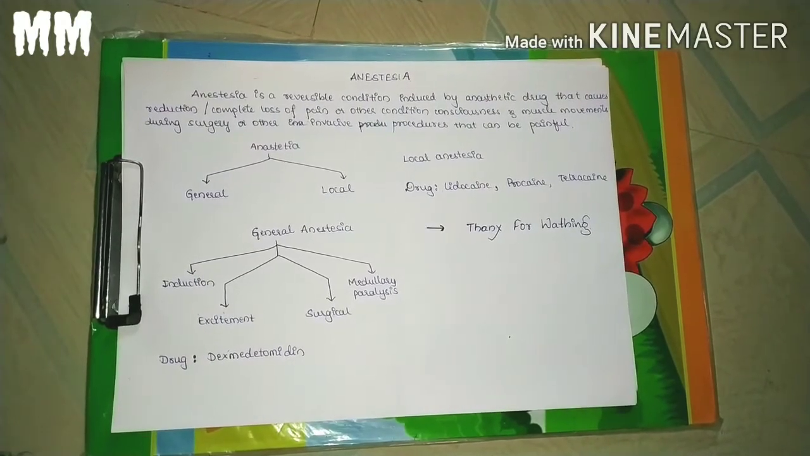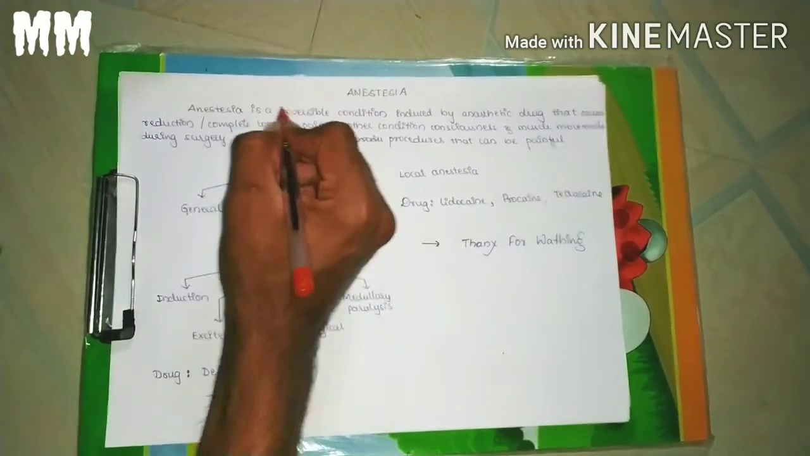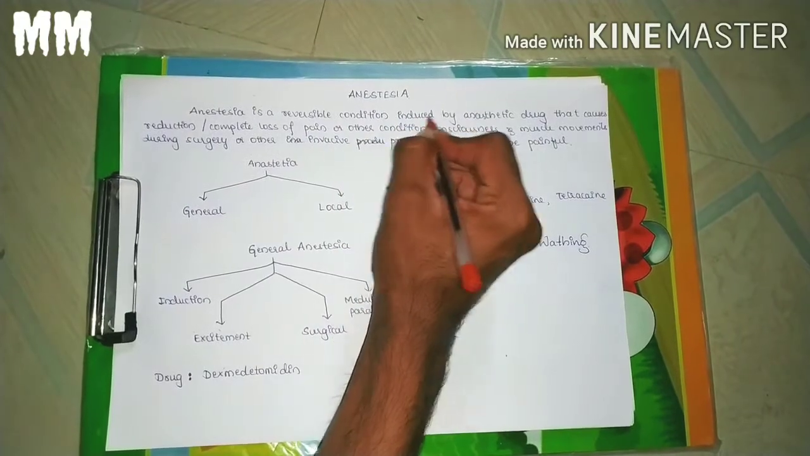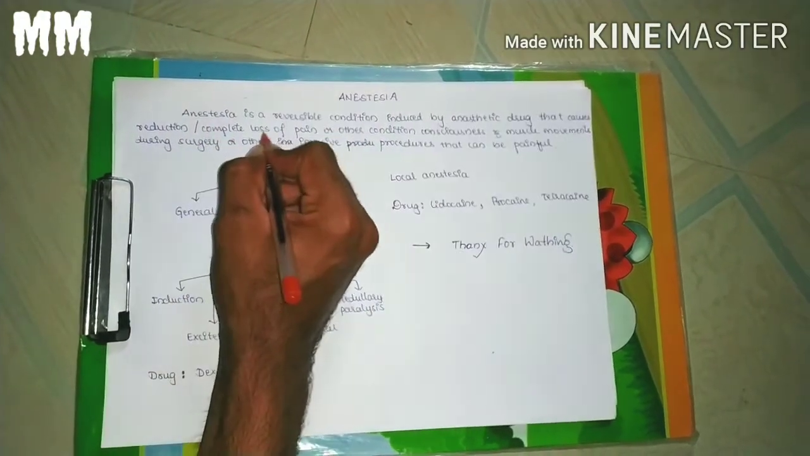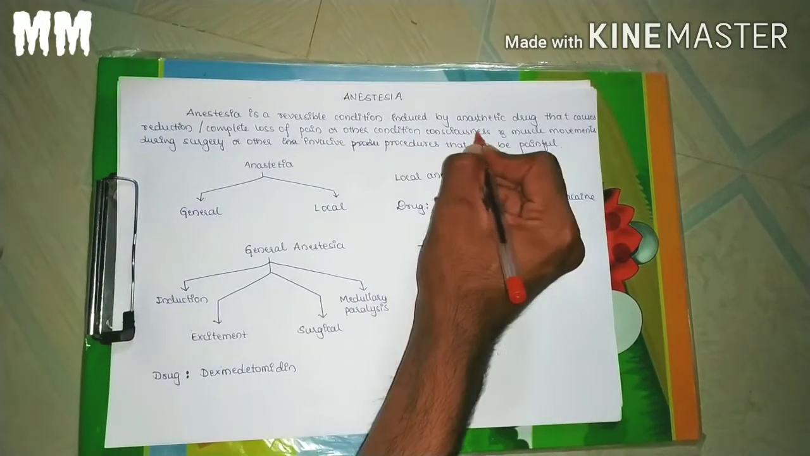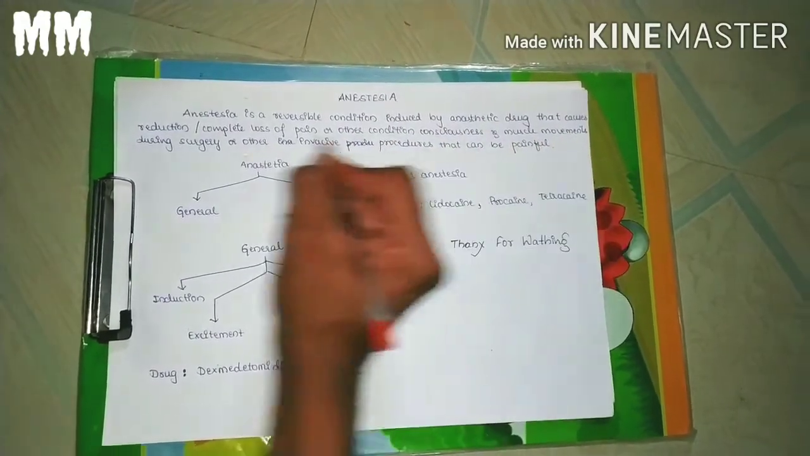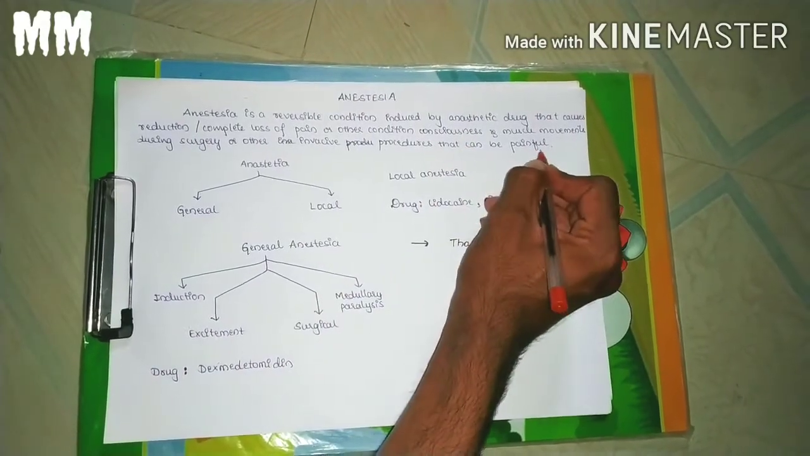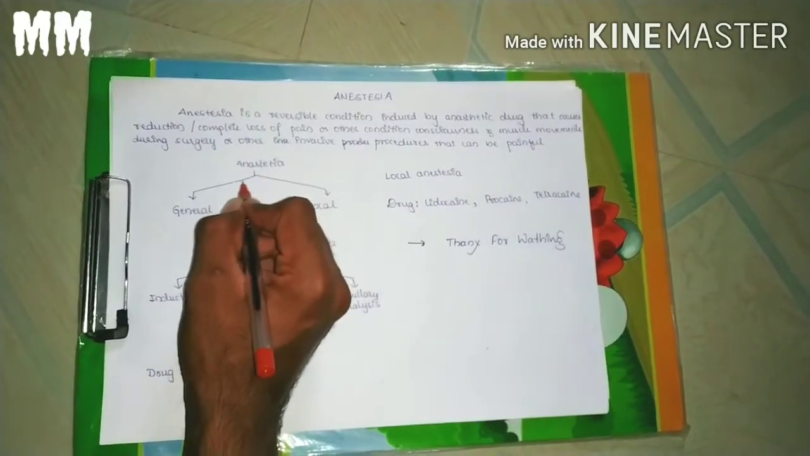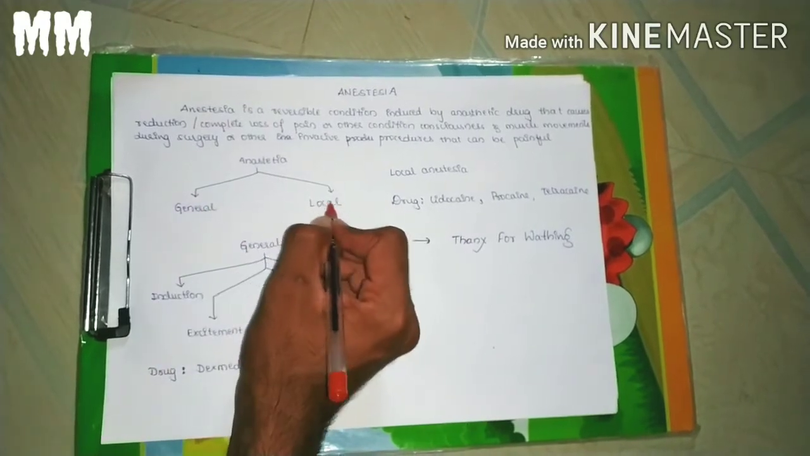First things first, so what is anesthesia? Anesthesia is the reversible condition induced by anesthetic drugs that causes the reduction or complete loss of pain or other sensations, consciousness, and muscle movements during surgery or other invasive procedures that can be painful. Okay, there are two types of anesthesia: general anesthesia and local anesthesia.